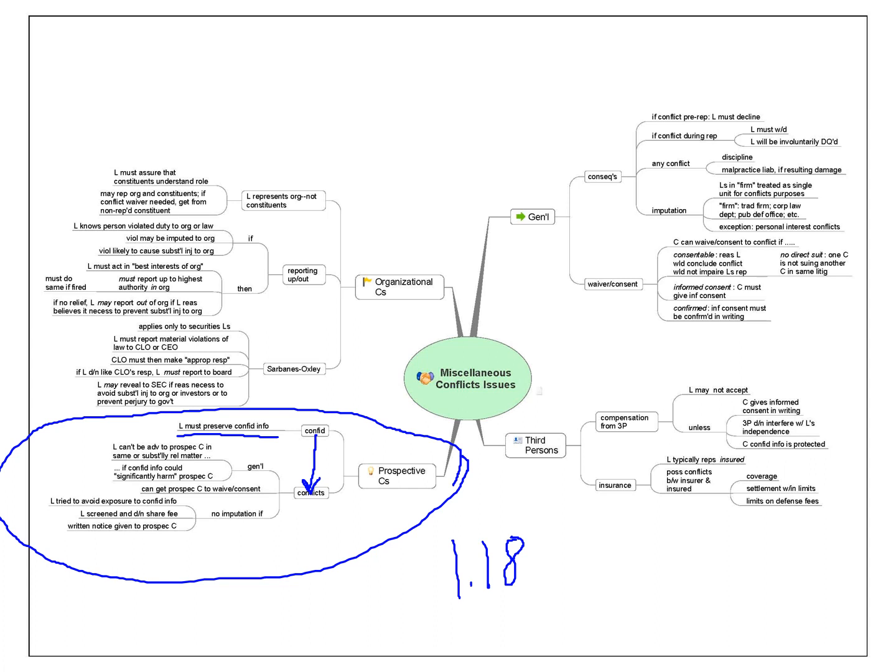What's the rule with regard to conflicts? Well, you generally cannot be adverse to a prospective client in the same or substantially related matter if you have confidential information that could, quote, significantly harm the prospective client. If it's going to harm the prospective client a little bit, it's okay to take the matter. It's got to significantly harm the prospective client. You can get the prospective client to waive or consent to this, and there's no imputation of this conflict if the lawyer tried to avoid exposure to the confidential information, the lawyer is screened and doesn't share the fee, and written notice is given to the prospective client.